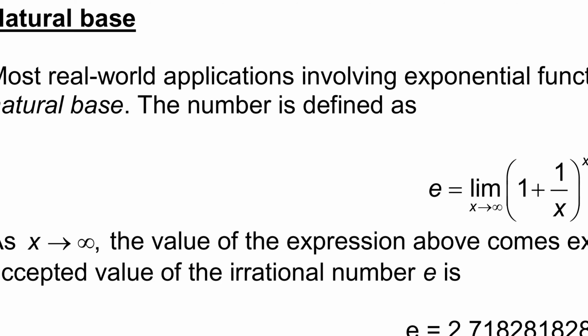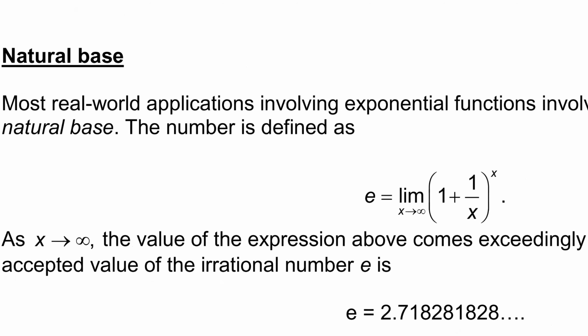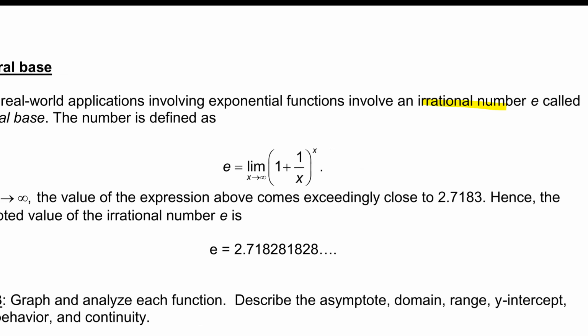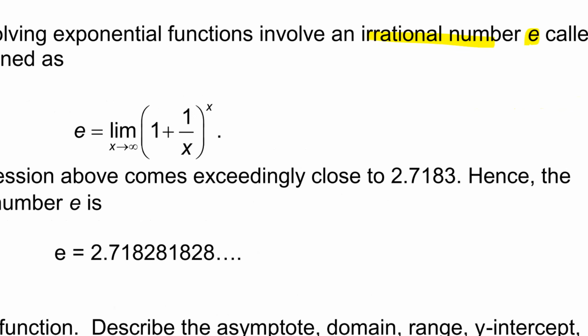So really, what's the difference between growth and decay? Now here's the most important exponential. It's literally called the exponential function, if we have a natural base. Most real-world applications involving exponential functions involve an irrational number called e. So this is a number, e. It's called the natural base. It's literally defined as this.